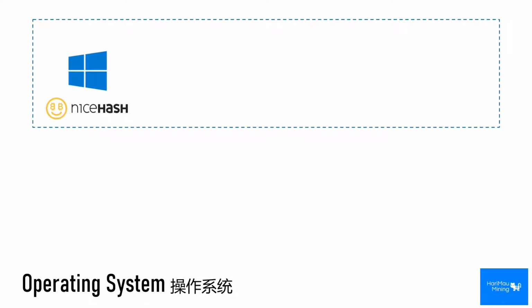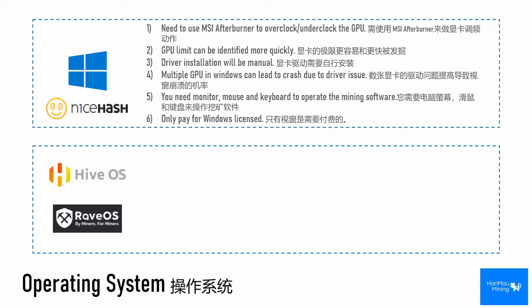Operating system. There are two operating systems. The first one is Windows, the second one is Linux. For the first one, you need to use MSI Afterburner to overclock and underclock the GPU. As you know, if you want to run the mining, you need to overclock and underclock the GPU to maximize your hash rate. You cannot run the stock core speed when you're doing the mining. It is not efficient. The second one is that the GPU limit can be identified more quickly.